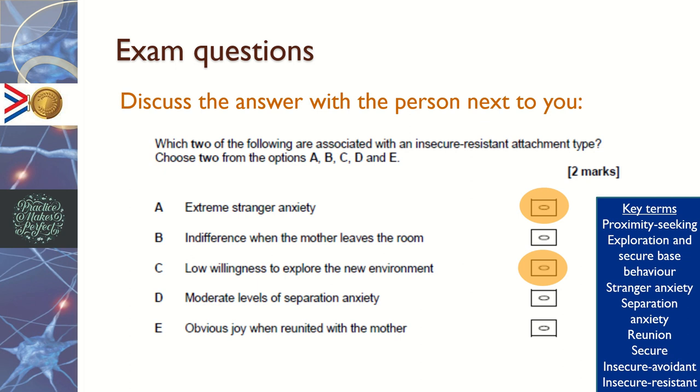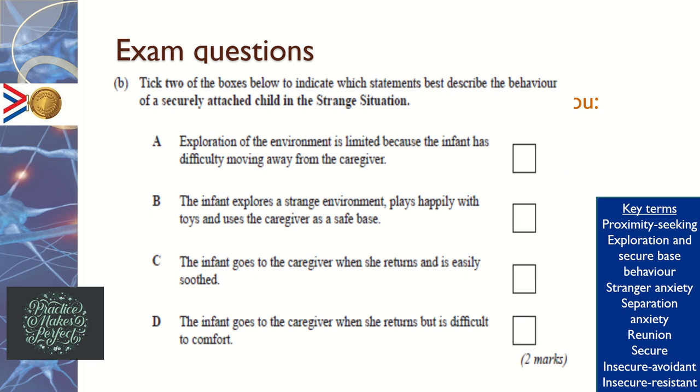If we've got indifference when the mother leaves the room, we're talking about avoidant, and if we've got anything moderate it is secure, and obvious joy when you're reunited with the mother is also secure. They're happy because avoidant is not going to be happy over their mother. They're just like, yeah, fine, whatever, you're here. Let's have another go. So pause the video here, have another go at these questions.